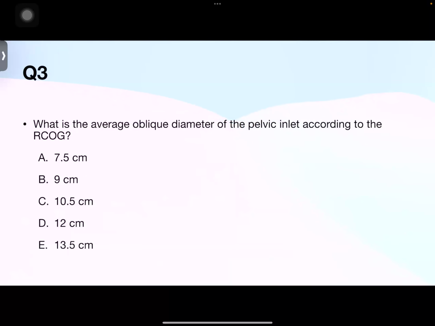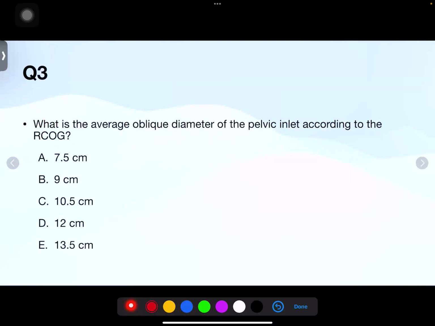Now, what is the average oblique diameter of pelvic inlet according to the RCOG? Oblique diameter. The options are 7.5, 9, 10.5, 12, and 13. Yes. And that's a very easy thing to remember, that all the oblique diameters are actually 12 centimeter.